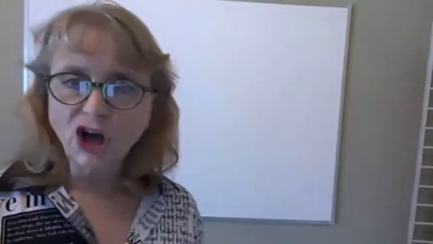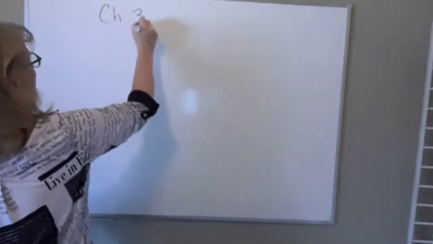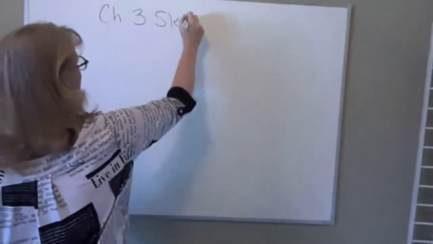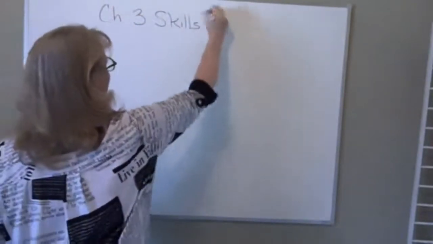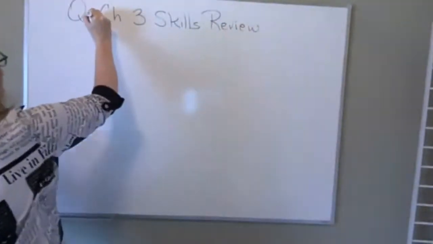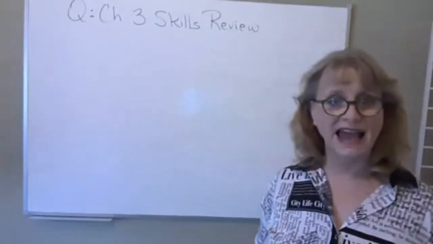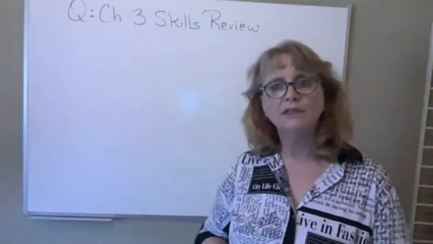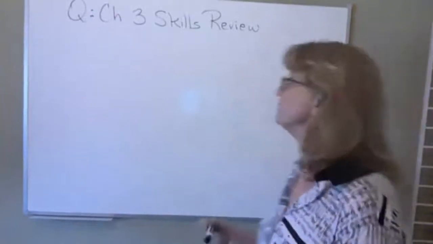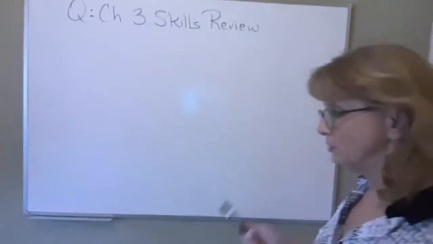Let's see. I have several examples from the Chapter 3 Skills Review, and that's what we're going to start with. The Q in front of that, remember, means that does count as a grade. It counts on your quiz average. The skills review assignments all count towards your quiz average. So the Chapter 3 Skills Review is what we're going to work on first.